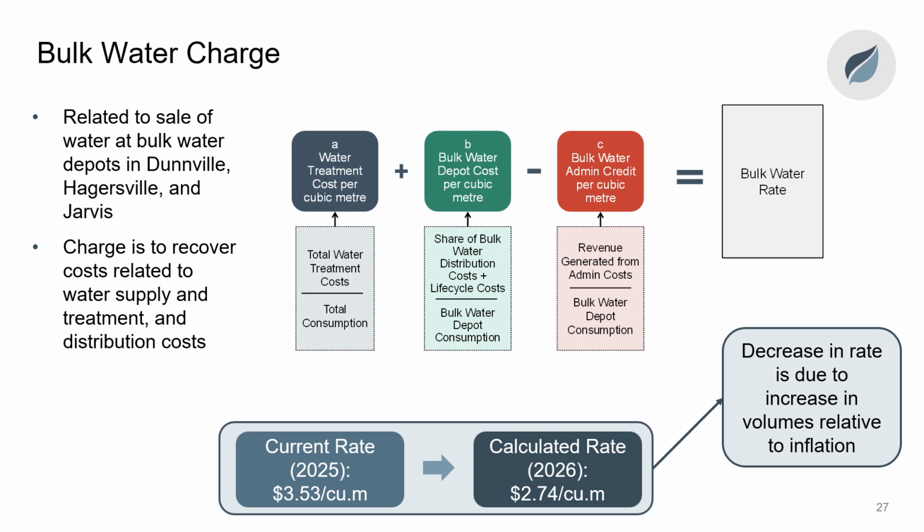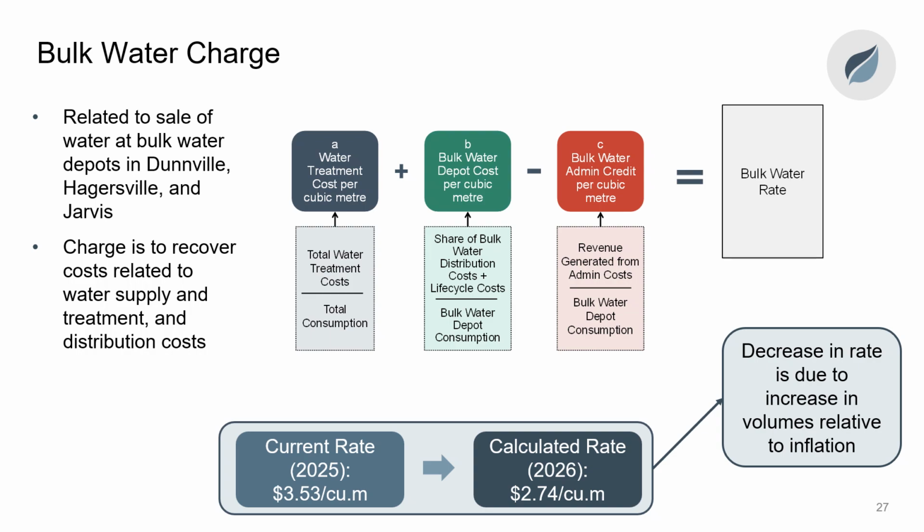Then we take a look at the bulk water depot costs, so the specific costs related to the bulk water depot, divide it by the volume assumed for the bulk water depot, and that's the share of the distribution costs, so the pipes, and then the life cycle costs related to the specific assets for the depot. Then we take off some administrative revenue that's anticipated to come up with the overall per cubic meter rate.